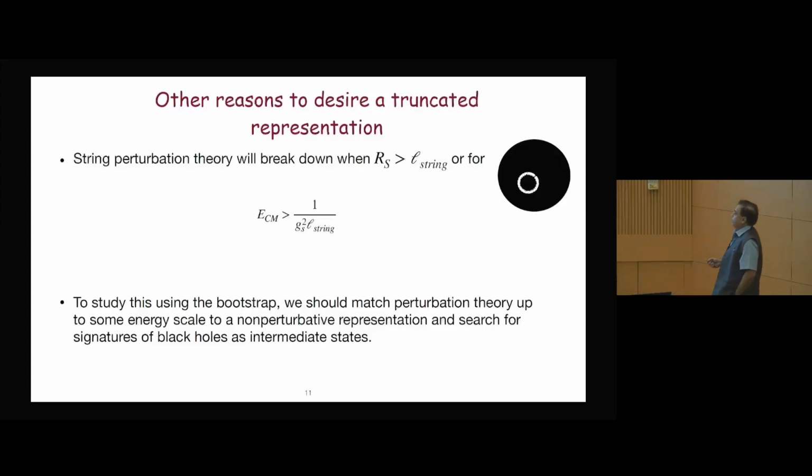If you were to study this fascinating problem, we know that string perturbation theory is going to break down. If your center of mass energy was bigger than this object, where g string here is the string coupling, then if the string coupling is held small but fixed, at some energy scale your string perturbation theory is going to break down. Suppose you were interested in studying this problem, then you would desire to have a series representation which was valid up to some energy scale, after which you would use dispersion relations.